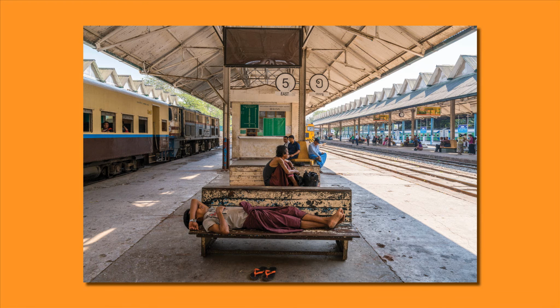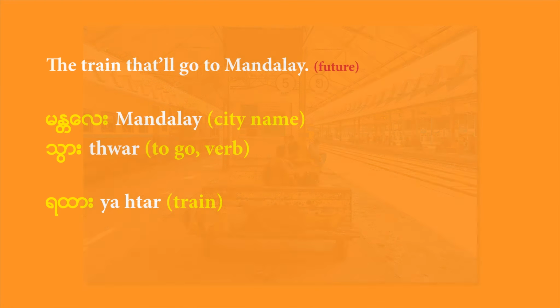Let's try to figure out how to say something that will happen to a noun in the future. Let's say there's a train that is bound for Mandalay, but it's leaving tomorrow, not today. How would you say the train that will go to Mandalay? The proper pronunciation of the city in Burmese is Mandalay. The verb to go is thwa. So, Mandalay thwa is how you would say go to Mandalay. The word for train is yata.